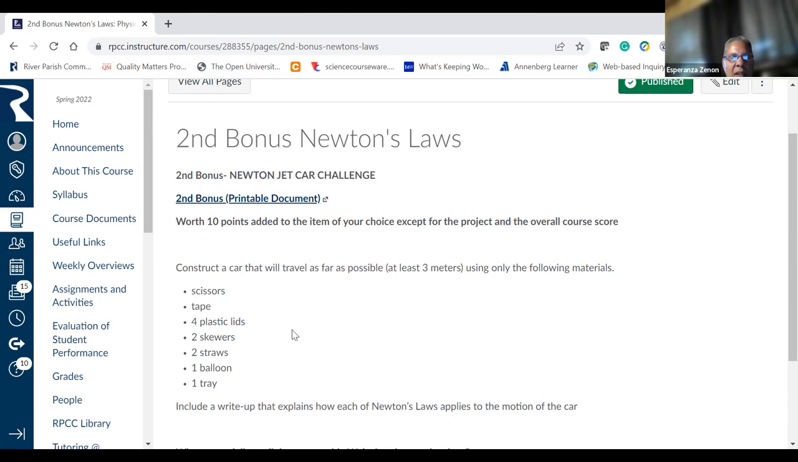Now, the materials that are listed here are the only things that you can use. The scissors are for cutting. They're not part of the car, okay? The plastic lids, that's like drink cup lids, or I've even had some students use CDs or something along those lines, okay? I always tell students, if you're not sure about whether something is legal or not, just email me and ask me, hey, can I use this to build my car? And I'll let you know.